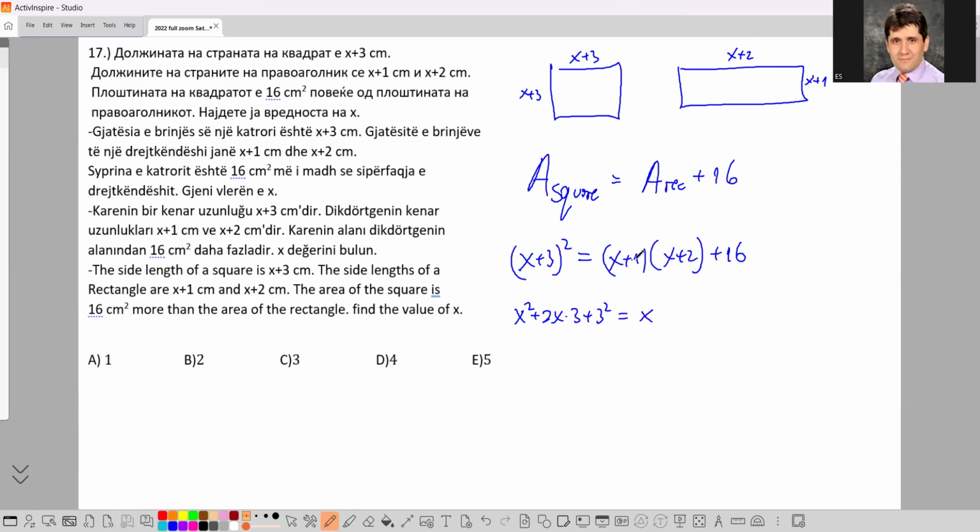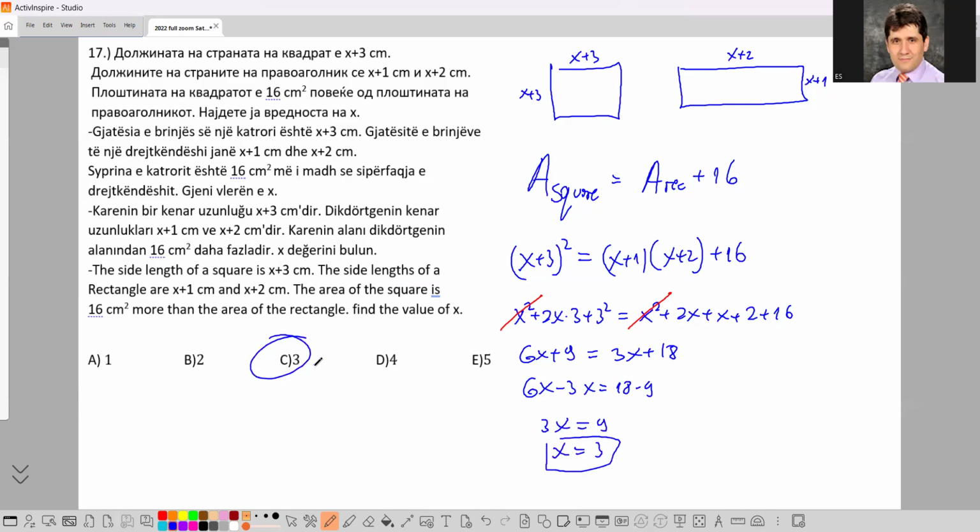And finally, we get x times x, x squared, x times 2, 2x, 1 times x, x, 1 times 2, 2. And this is the part where on the last lesson on Wednesday, I forgot this one here, so I just copied 6, and we got an answer that wasn't on the multiple choice options. Anyways, x squared and x squared cancel, so you get 6x plus 9 is equal to 3x plus 18. 6x minus 3x is 18 minus 9. 3x is 9, which means x is 3.